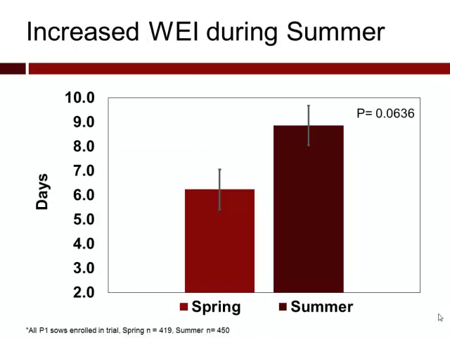So we did see also, along with the reduced farrowing rate, one of the other observations we made was the increase in wean to estrus interval. So of all those that were weaned, we saw about a 2.5 day increase in the wean to estrus interval of those parity 1 wean sows.